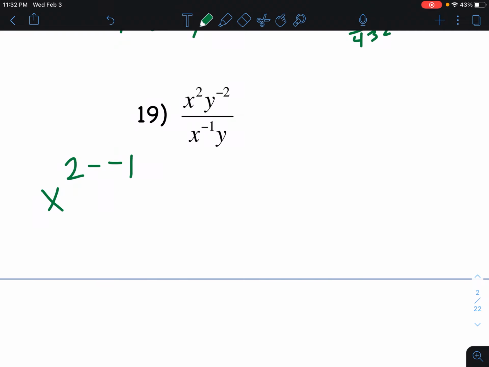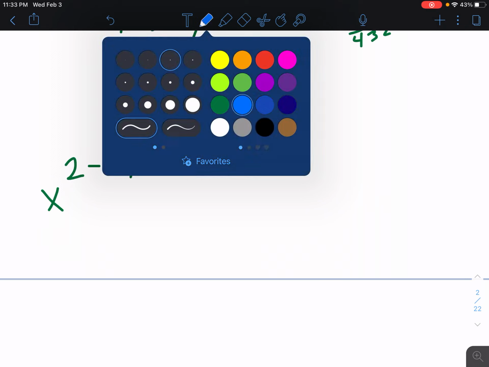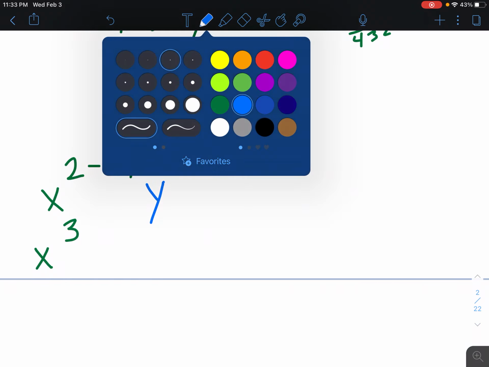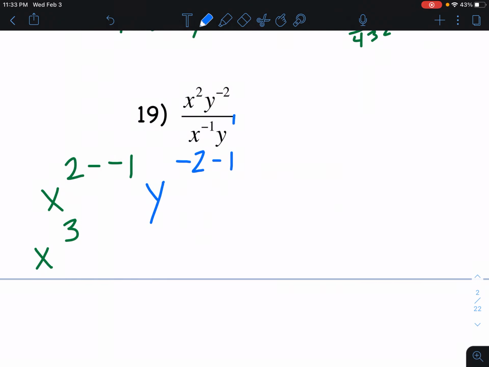It's getting late. I stayed up too late. And then move on to the y's, and you'll be subtracting negative 2 minus an invisible 1. So let's do that little bit of math now. So 2 minus negative 1 would be 2 plus 1, which is 3. And then y's, negative 2 minus 1 is negative 3.